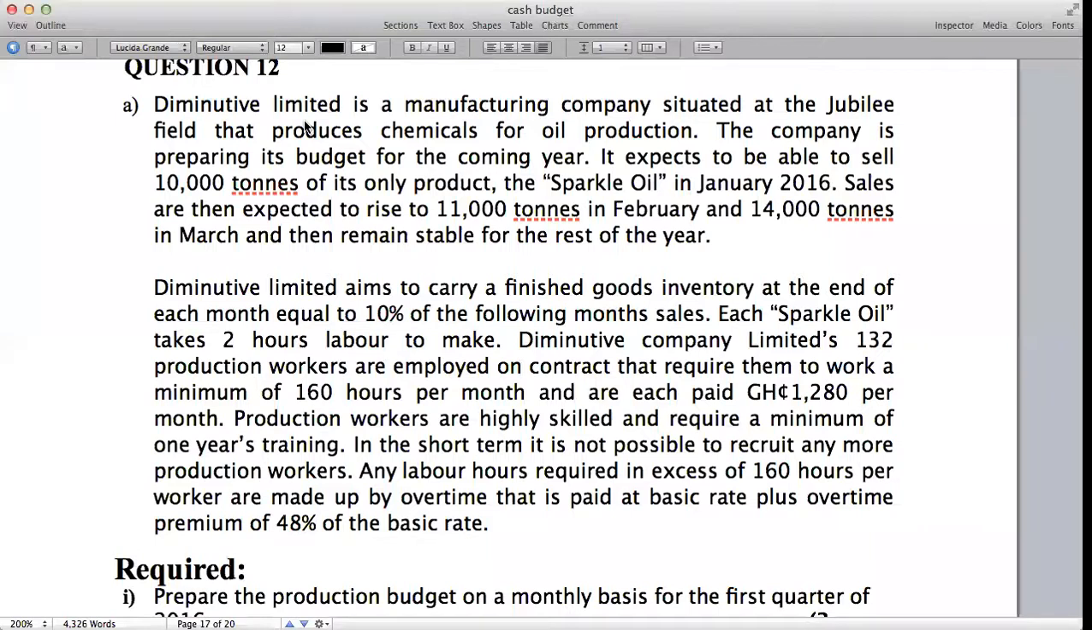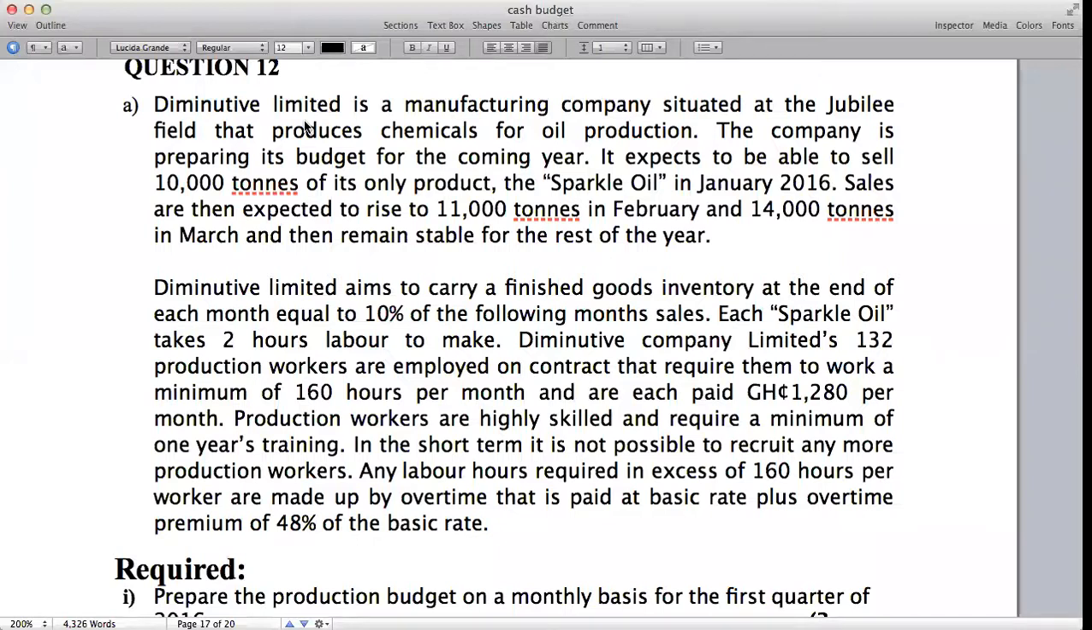You're not getting the same answer. Okay, so what is your sales figure for January? What is your open inventory for January? And what's your closing inventory for January?